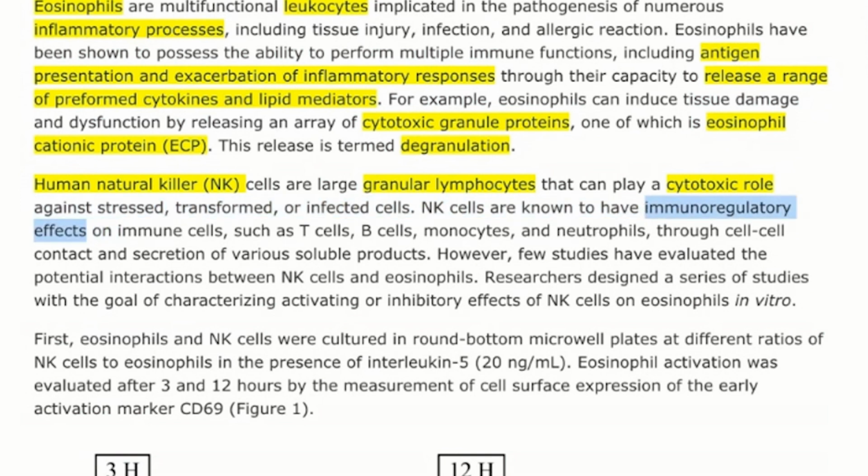So now I have a good sense of what an NK cell is, what it does, and what it looks like. And then I want to know how they have these immunoregulatory effects. Just like last time, I wanted to know how they do an exacerbation of inflammatory responses. Here, I want to know how they have immunoregulatory effects, and that is cell-cell contact and secretion of various soluble products. So now I've got the who, the what, and the how. And then lastly, I want to know, what did the researchers do? Well, they were doing all these studies to characterize activating or inhibitory effects of NK cells on eosinophils. So that's the last thing that I want to highlight, characterizing to the end.